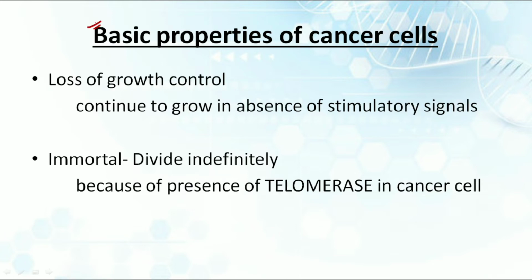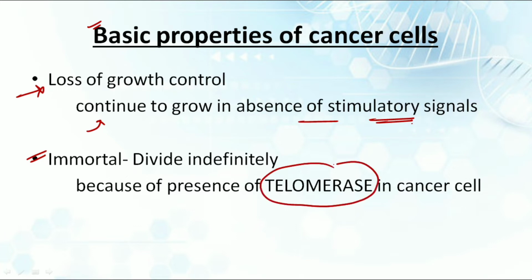We have just discussed this, and we'll quickly have the list of the same. The first one is the loss of growth control, that is, they continue to grow in the absence of stimulatory signals. There is no requirement of these cells in the body, but the cells continue to divide. The second one is immortality, that is, they divide indefinitely, meaning there is no death of these cells, and the reason is the presence of telomerase in the cancer cell.